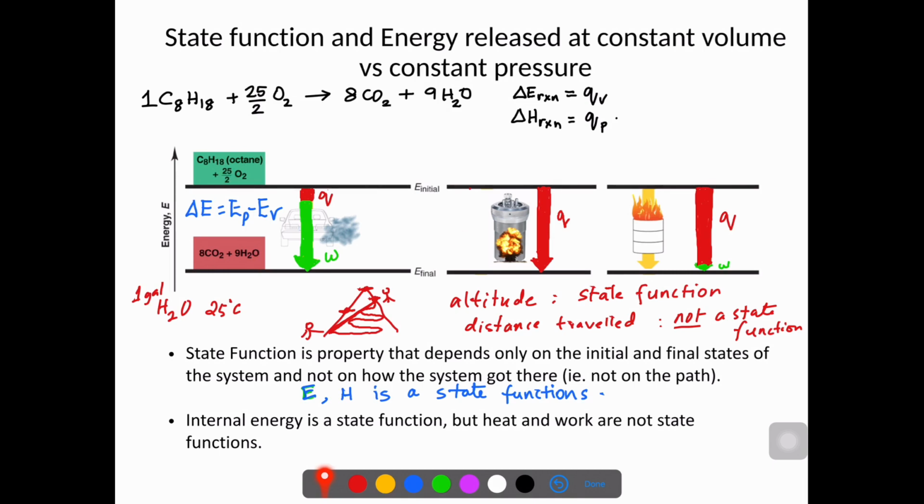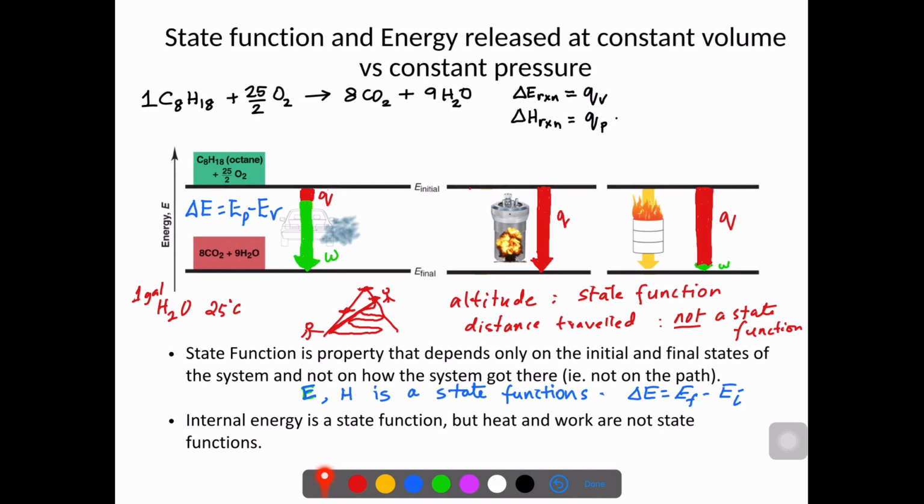It doesn't matter how you converted those reactants to products, whether in an internal combustion engine, or in a bomb, which is basically a constant volume container, or if you just burnt it under constant pressure. It doesn't matter. So E is a state function. So for state functions, change is always final minus initial. It doesn't depend on the path. You get the same amount of change every single time, regardless of how you carry out the reaction.